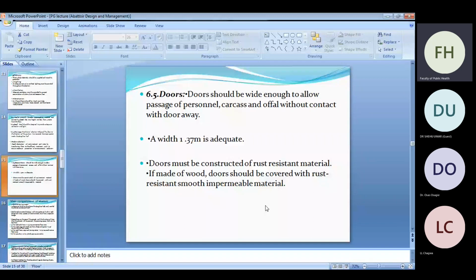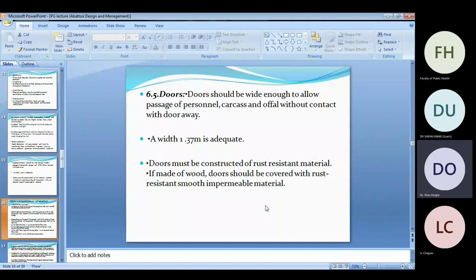You can easily clean the environment, the slaughterhouse, if they are made up of this, or even the door, if they are made up of this resistant, smooth, impermeable material. Good.